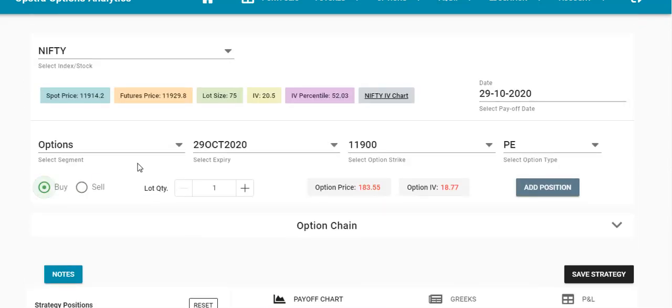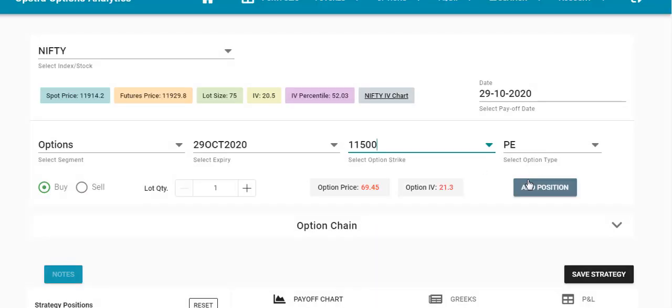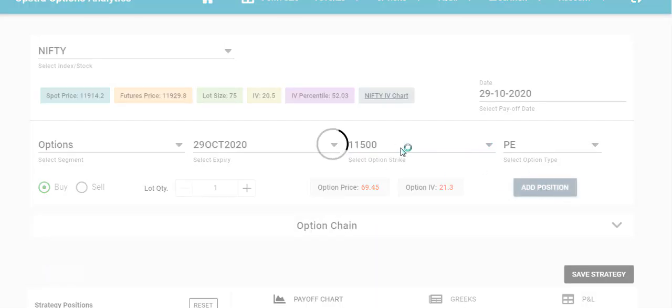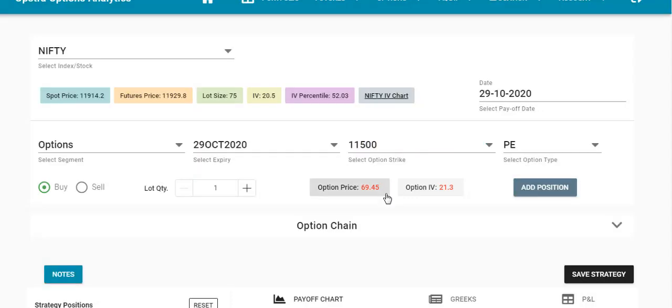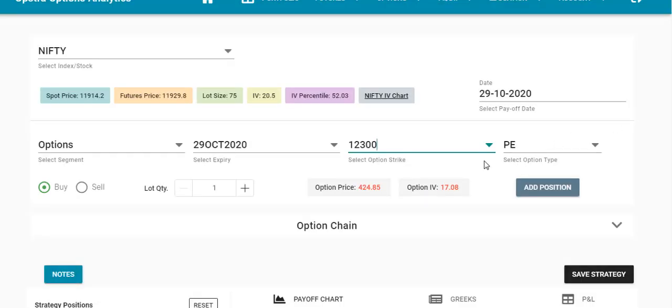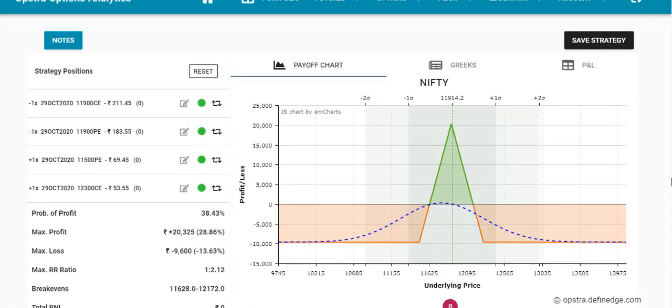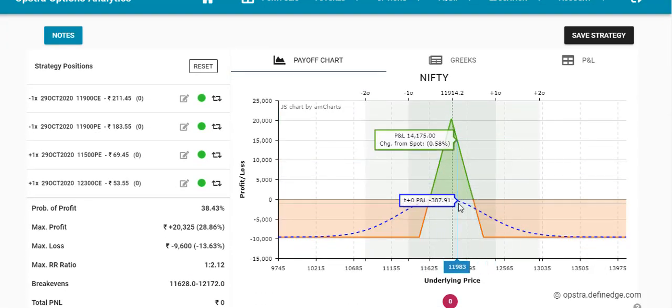So we need to buy the 11,500 put, buy, and the 12,300 call. So guys, this is the iron fly strategy.